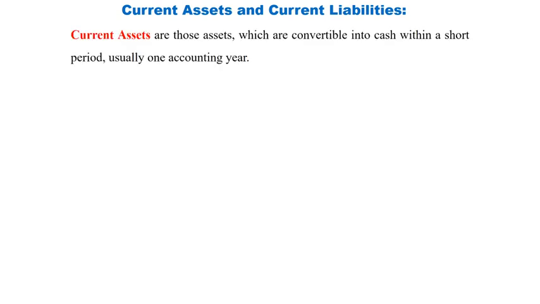So we need to know what are all current assets and current liabilities. Let us understand current assets and current liabilities here. Current assets are those assets which are convertible into cash within a short period, usually 12 months, one accounting year.